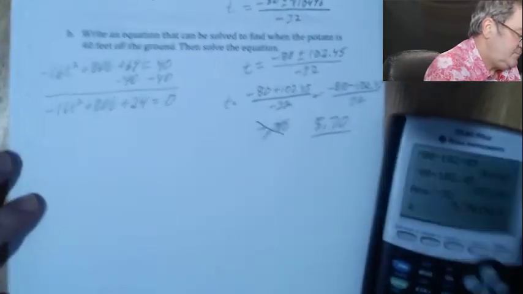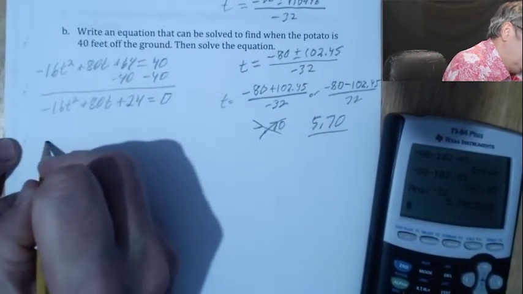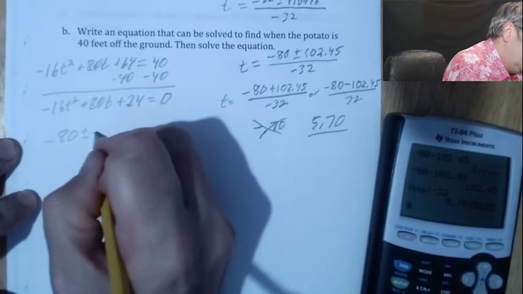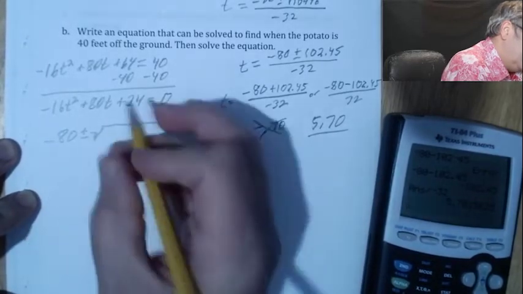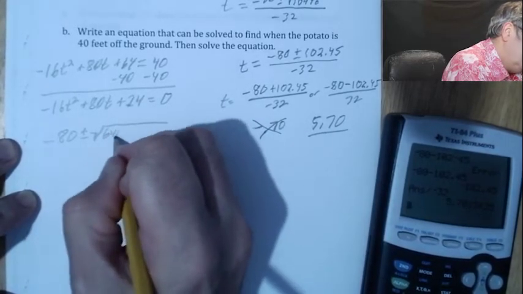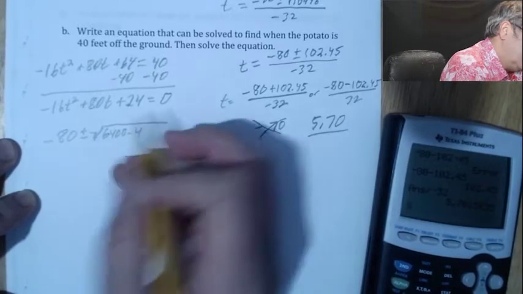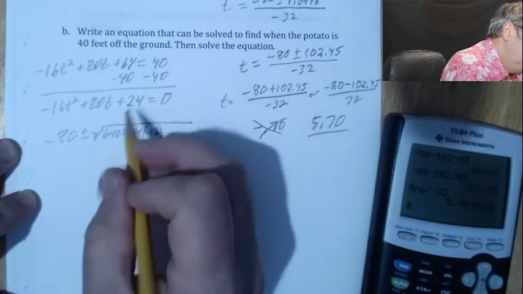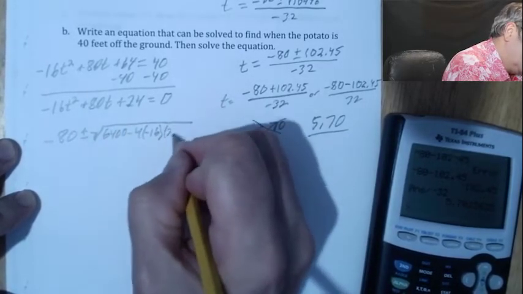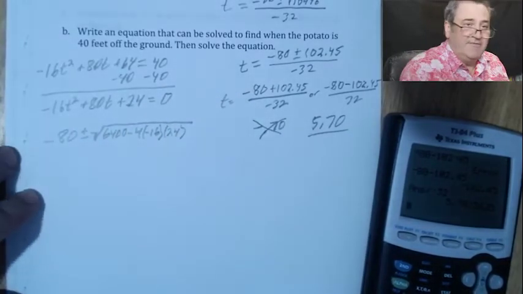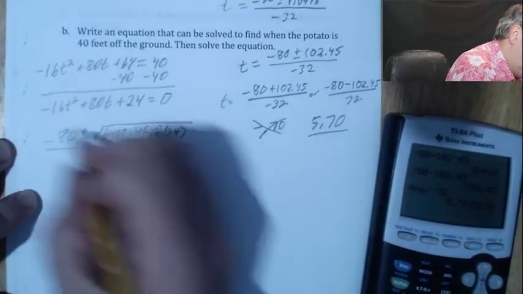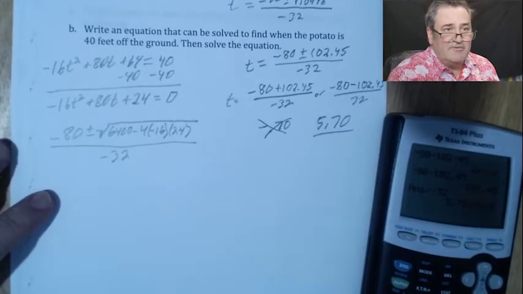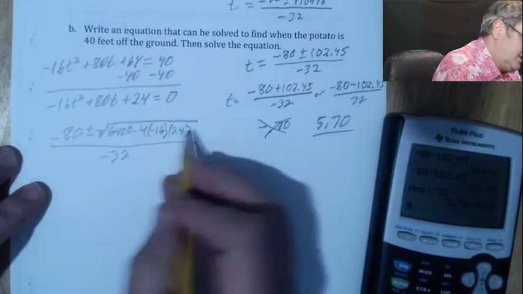Okay. So negative b. So negative 80 plus or minus the square root of b squared. 80 times 80 minus 4 times a. A is still negative 16. Make this longer. C is now 24 instead of 64. That's the only difference so far. And times 2a, still negative 32. So there is our quadratic formula for this problem. So let's simplify that again.